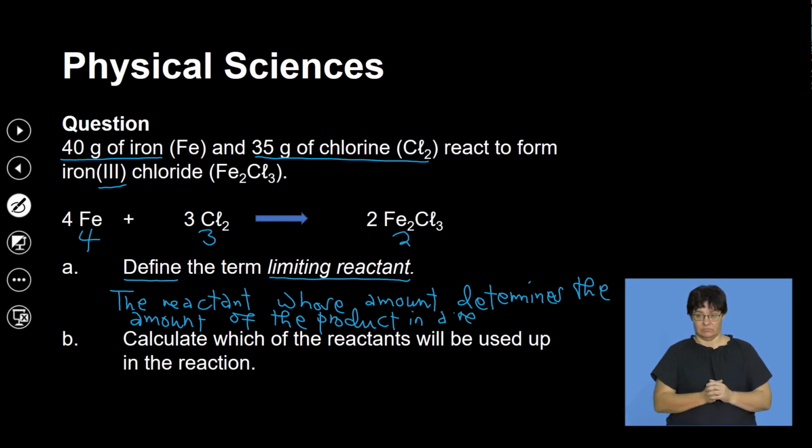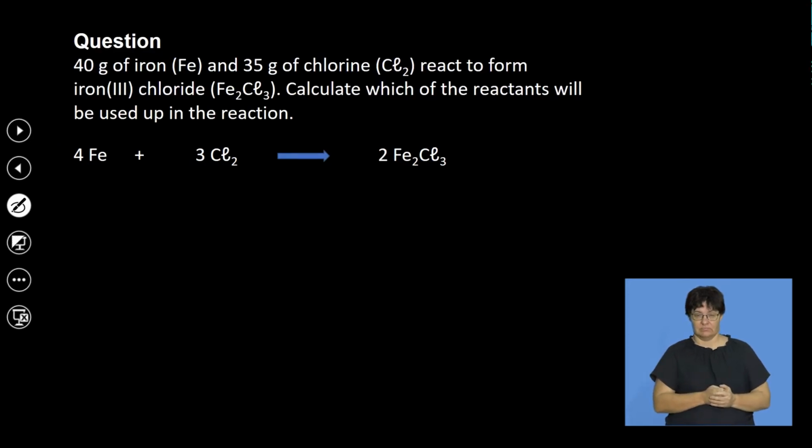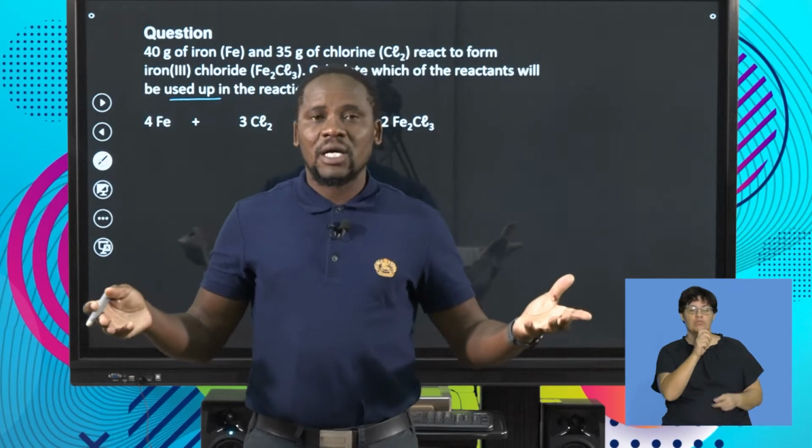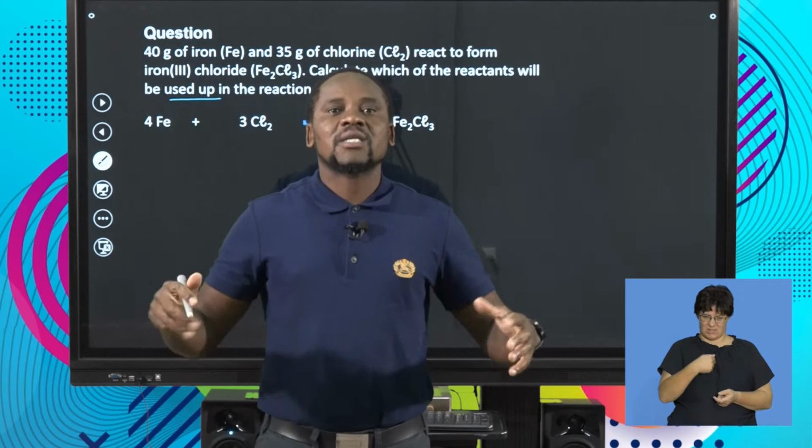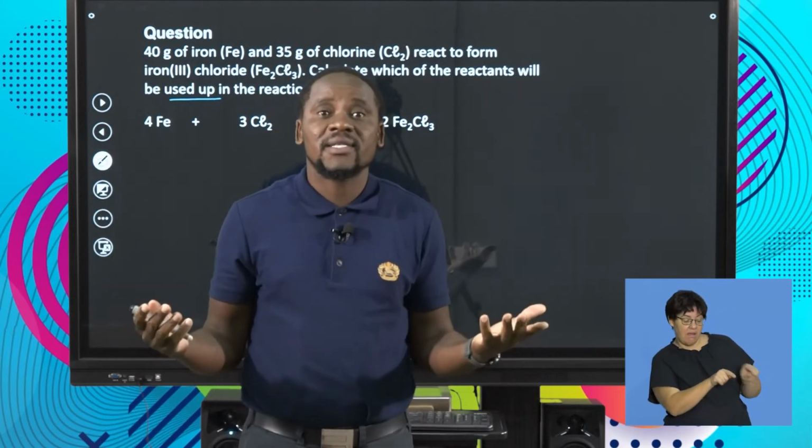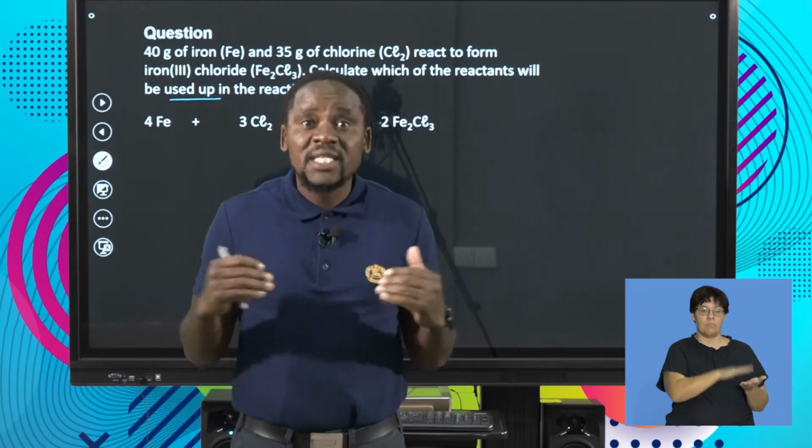So in other words, this is the substance or the reactant that gets used up. The amount of product that is obtained in a chemical reaction depends on the quantity of the limiting reagent. Now the follow-up question says, calculate which of the reactants will be used up in the reaction. In other words, we would rephrase the question: what does it demand of us? It actually wants us to identify by means of calculations the substance that is the limiting reagent, okay?